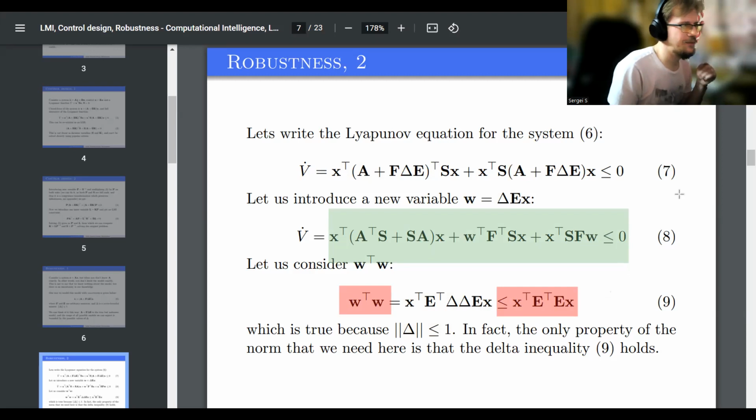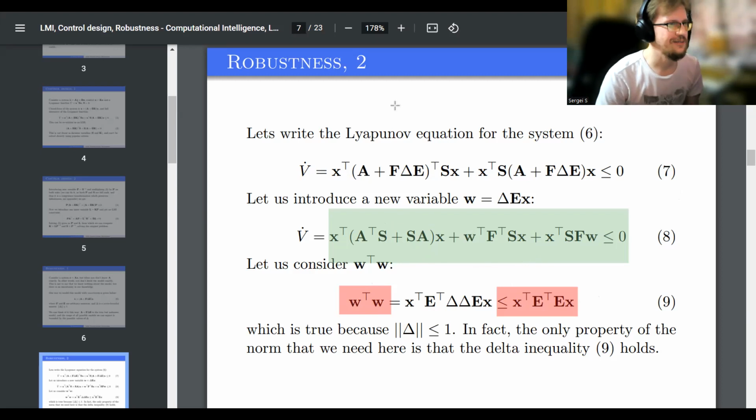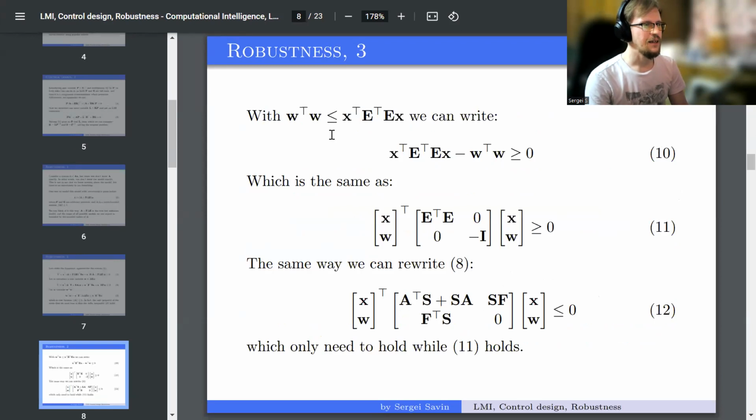And the way we say it is that when v is less than or equal to x e ex, when x dominates over omega. Sounds great. So all we need to do is to somehow express as an LMI the condition that this expression 8 holds only when 9 holds. Now there is a way to do it. That's kind of fascinating that it is possible. But before we do it, let us just express those things.